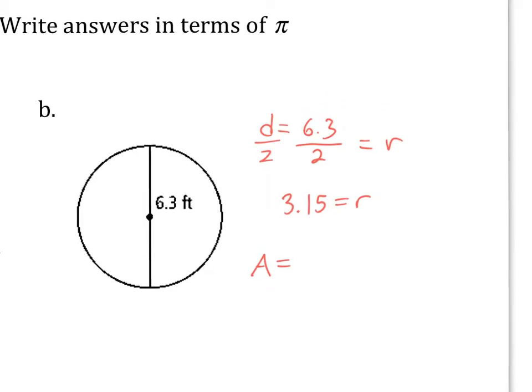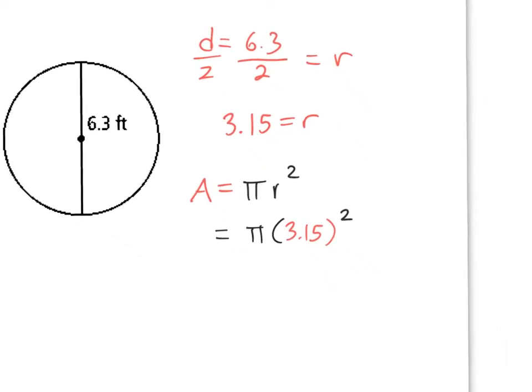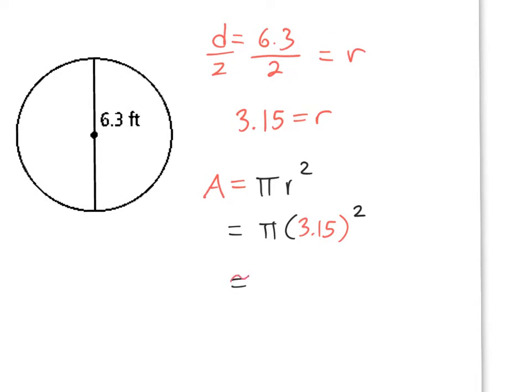When I plug and play here, it's going to be pi times R squared. And we substitute in pi times 3.15 squared. So my exact answer here, it gets kind of ugly, so I'm going to change this to an approximate value, 9.22 pi feet squared, and 31.17 feet squared.